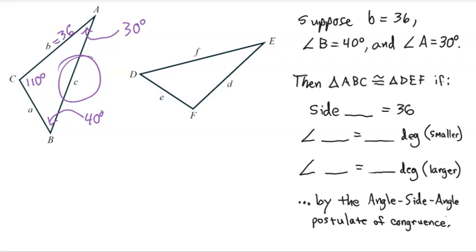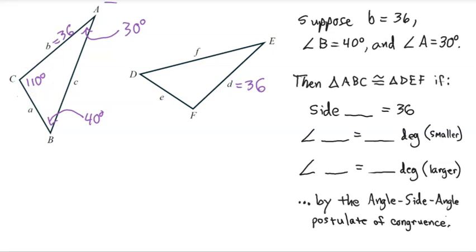Well, C looks like the longest side, A is the shortest side, so B must be the middle side. Over here, F is the longest, E is the shortest, and D is the middle. So this is our side right here, side D. So if D was equal to 36, if side D was congruent to side B, which is 36, and now our two angles are F and E.